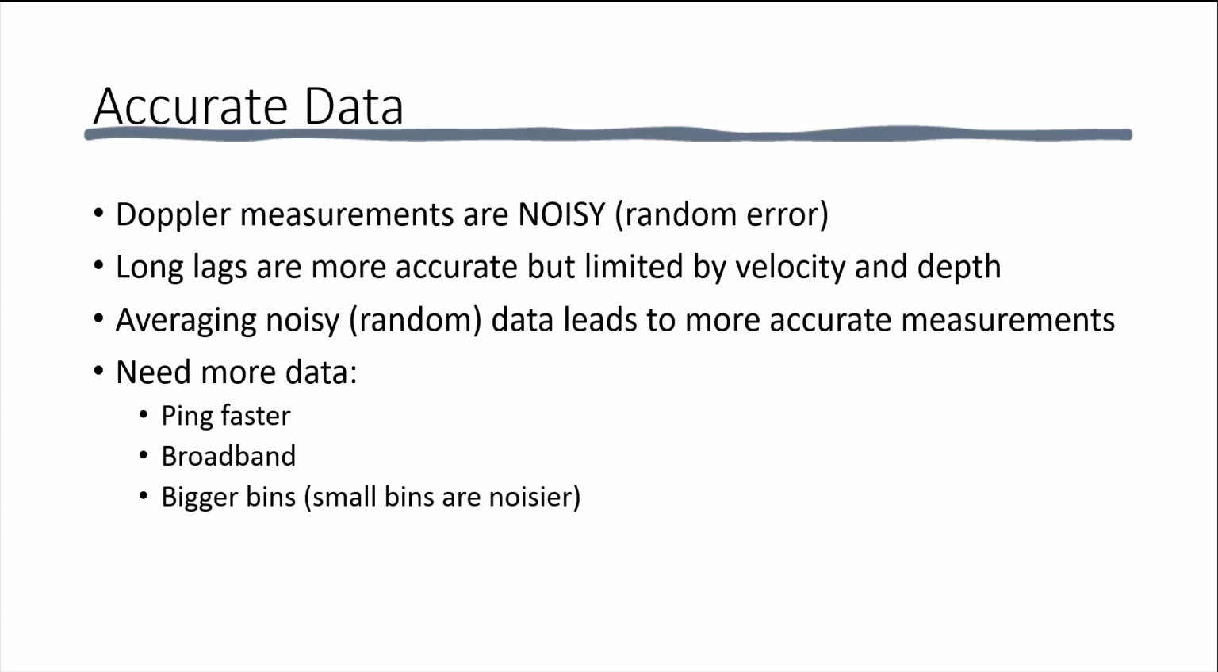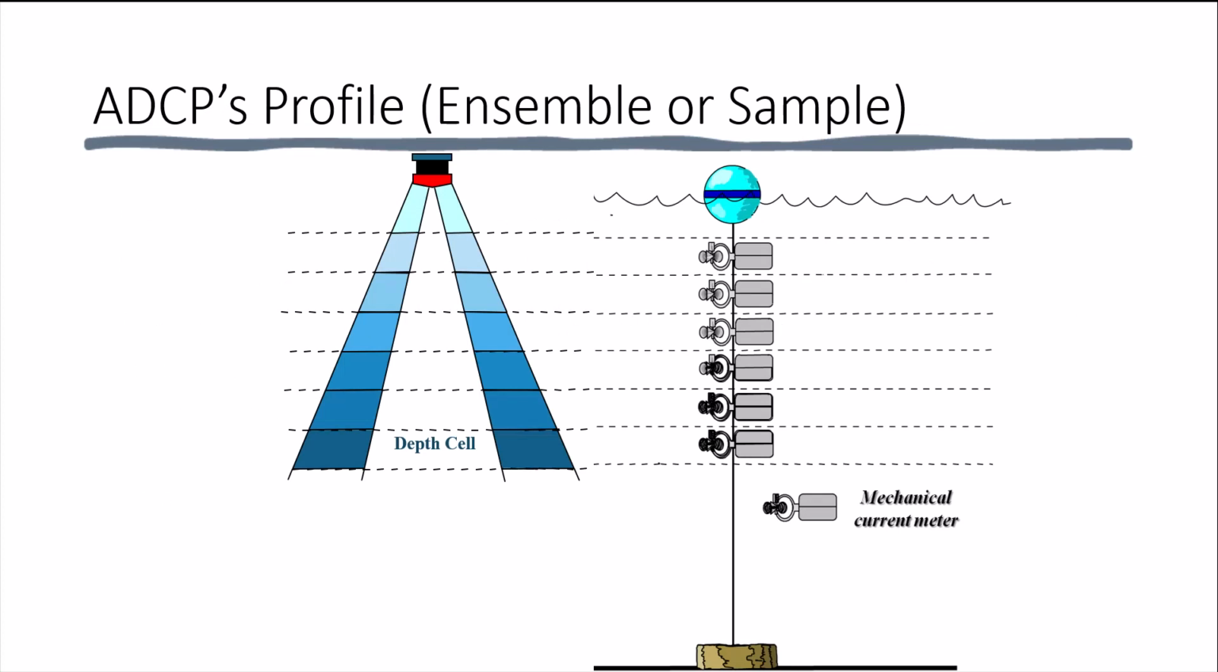The way to compensate for this noise or randomness is to either ping faster, use the broadband approach, and/or use bigger bins. Small bins are noisier than larger bins because larger bins allow more data to be collected within the bin. We often think of the profile collected by an ADCP to be similar to a profile that could be created by having a whole string of velocity meters deployed vertically, with each meter measuring the velocity in a discrete layer. However, the ADCP bins are not independent of each other.